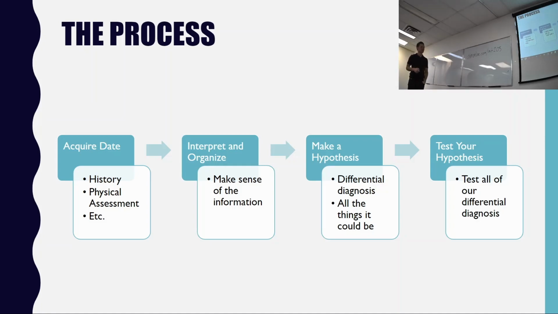In the historical and physical assessment, you do all your questions, you essentially take as much information in as you can. If you don't have time, you have less data to work with. If you have more time, you have more data to work with. That's it. Just pure information. Next, interpret and organize. You try and make sense of the information.